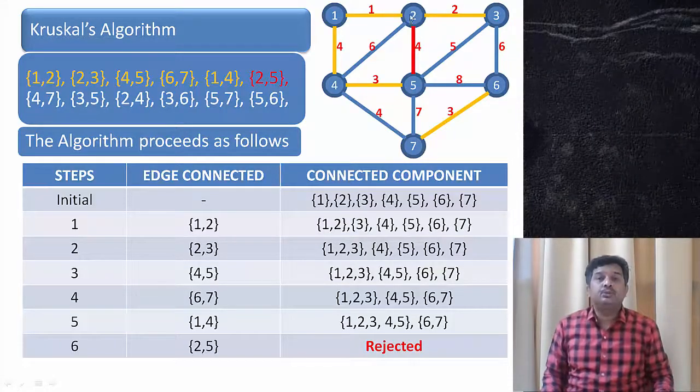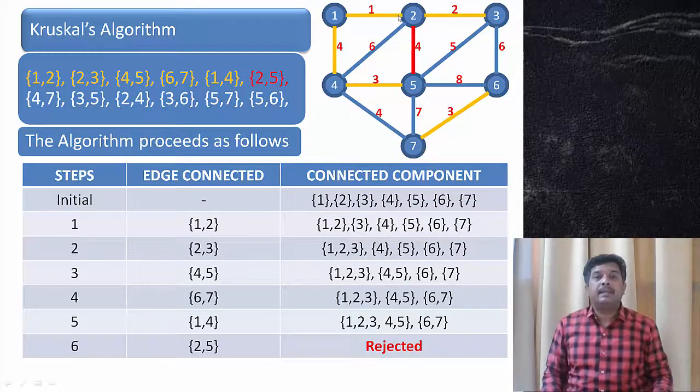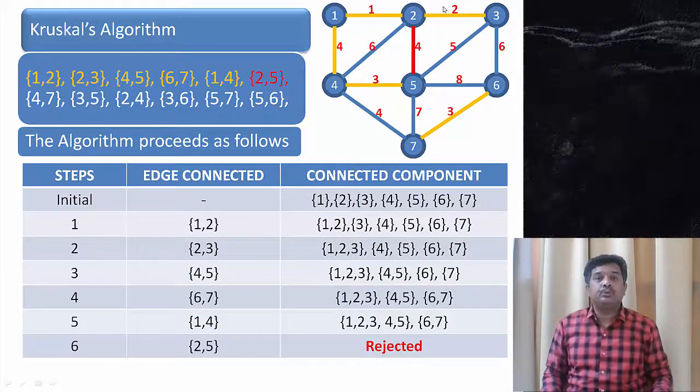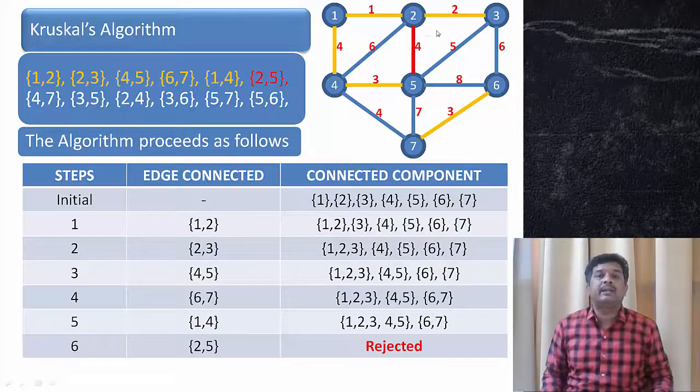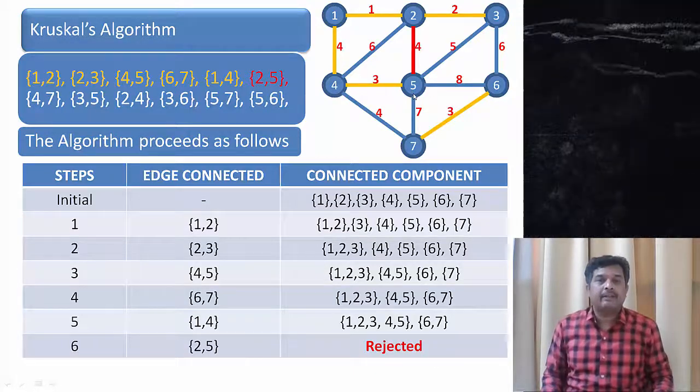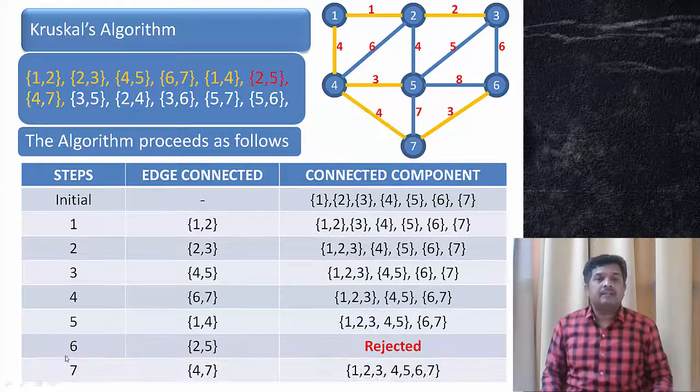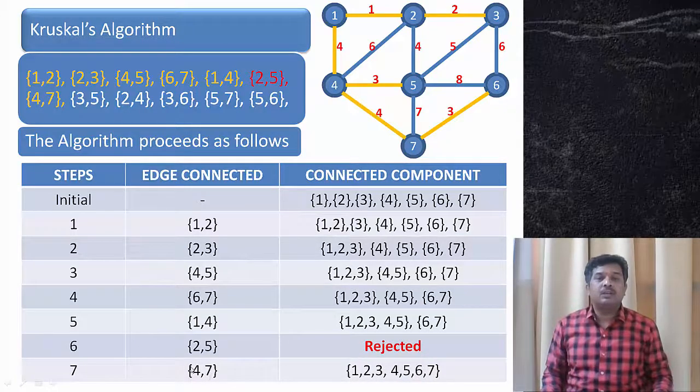But if we are going to choose this edge, it will form a cycle. That is 1 to 2, 2 to 5, 5 to 4 and 4 to 1. It will form a cycle. That's why we cannot choose the edge 2 to 5. So it is rejected.